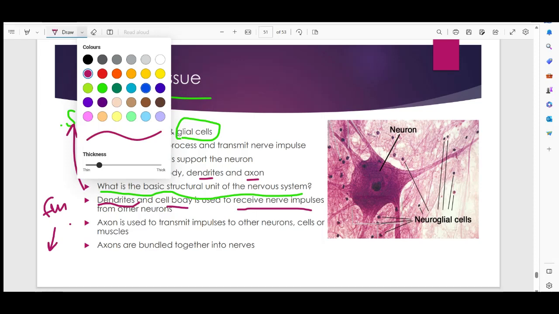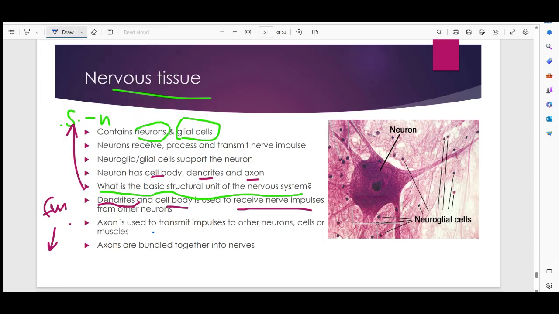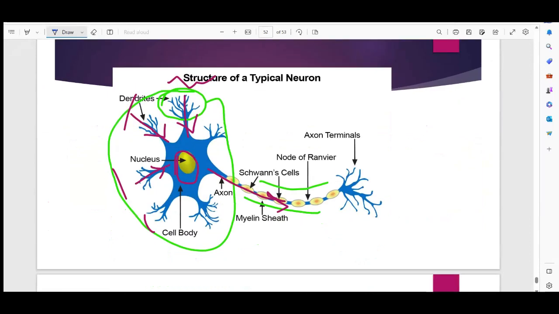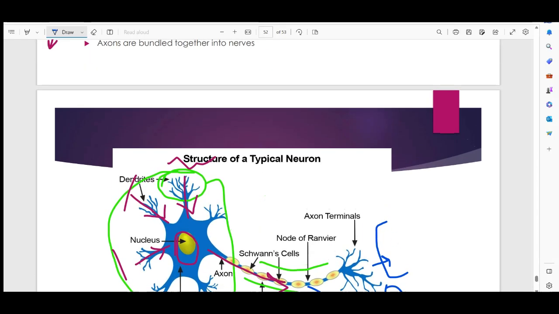So if they ask about functional differences between axon and dendrite, dendrites are used to receive and the axon is used to transmit impulses to other neurons, cells or muscles, it could be anything. What I mean is, here there could be a muscle, so that information is transmitted to a muscle. If there's another neuron, that information is passed to another neuron, depending on the situation and the location. This information could be passing to that particular location. Did you get it?